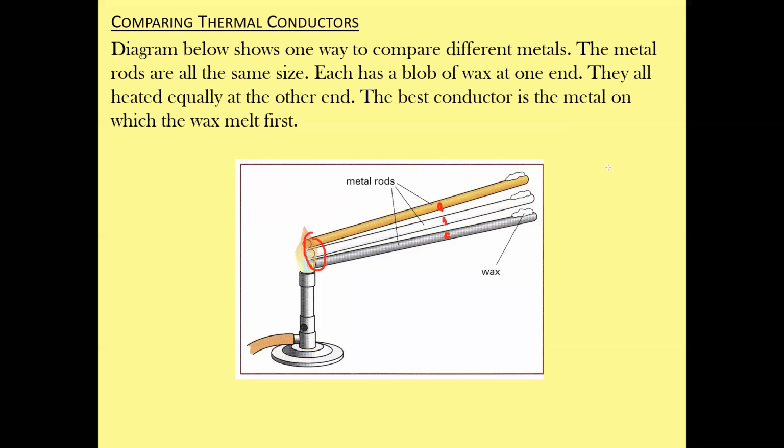Why do I need a stopwatch? Because using a stopwatch, I measure the time taken by the wax to melt. For example, for rod A, the wax took 10 seconds to melt. Rod B, the wax took 3 seconds to melt. And rod C, it took 15 seconds to melt. Which one is a good conductor of heat energy? A, B, or C?